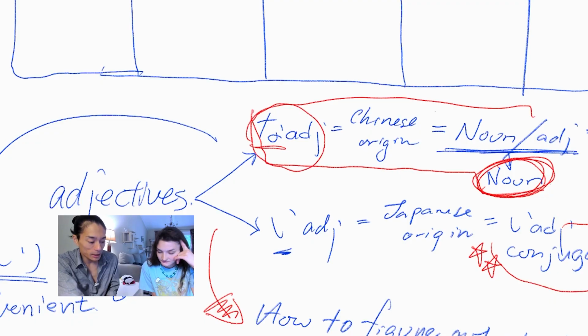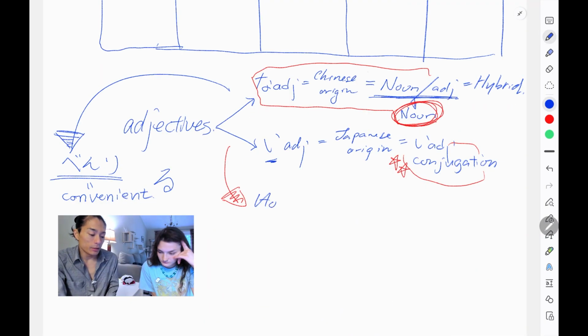The point is the conjugation is different between na-adjectives and i-adjectives. I-adjectives have their own conjugation, while na-adjectives just follow nouns. So this one is important. Because the conjugation rules are different, you need to be able to figure out which one is which. This is pretty easy if you know the origin of the names, why it's called na-adjective and why this is called i-adjective.